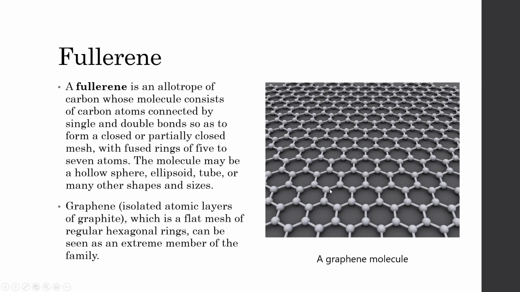And as we see here, this is a graphene molecule. A fullerene is an allotrope of carbon whose molecule consists of carbon atoms connected by single and double bonds so as to form a closed or partially closed mesh with fused rings of 5 to 7 atoms. The molecule may be a hollow sphere, ellipsoid, tube, or many other shapes and sizes. Graphene, as we see here, is isolated atomic layers of graphite, which is a flat mesh of regular hexagonal rings, and can be seen as an extreme member of the family.